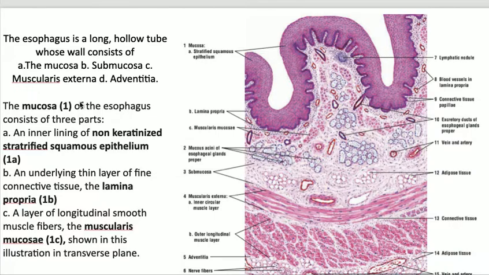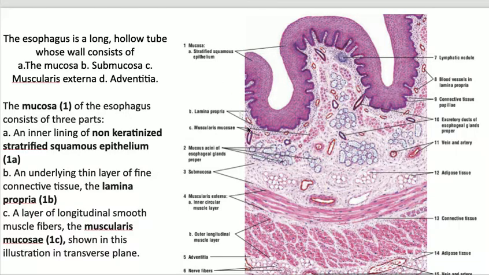Coming firstly to the mucosa, which is the innermost lining, the mucosa of the esophagus further consists of three parts: an inner lining of non keratinized stratified squamous epithelium. So, can you see this? The lumen side, this is the mucosa, and this is your stratified squamous non keratinized epithelium.